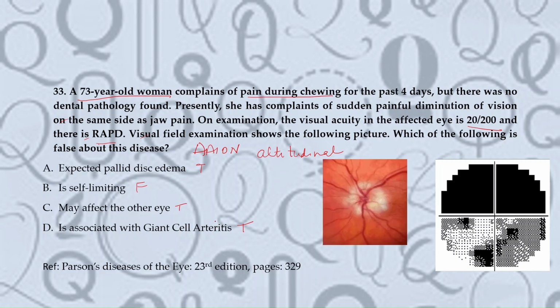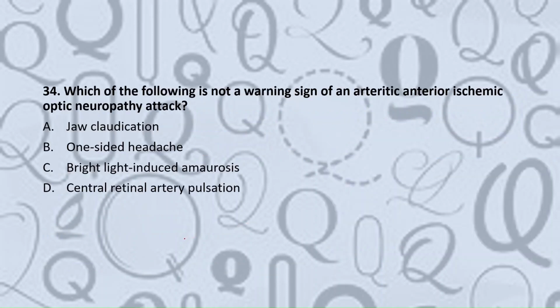So this is how a pallid disc edema looks. The disc is elevated and it's very pale. So the next question: which of the following is not a warning sign of an arteritic anterior ischemic optic neuropathy attack? We have discussed this. Jaw claudication, yes. One-sided headache, yes. Bright light induced amaurosis, yes. Central retinal artery pulsations, no. So this is the right answer here. Where do you get central artery pulsation? The central retinal artery starts pulsating when the intraocular pressure is more than 50 to 60 mm Hg, usually seen in very high glaucoma.